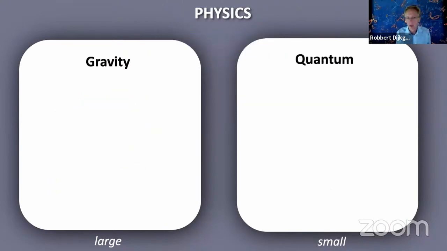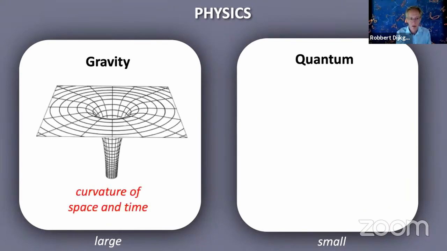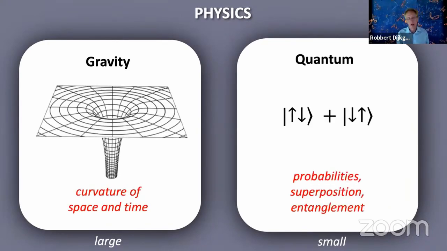Now, I would say the laws of physics, fundamental physics, have the same dichotomy. We have two languages. We have a language of general relativity describing gravity. It's a language of geometry, of curvature, of space and time.